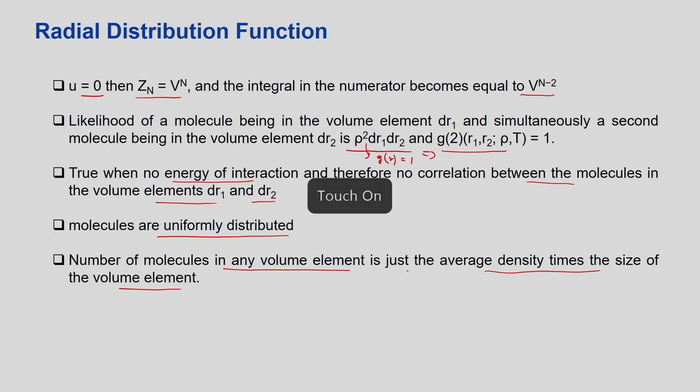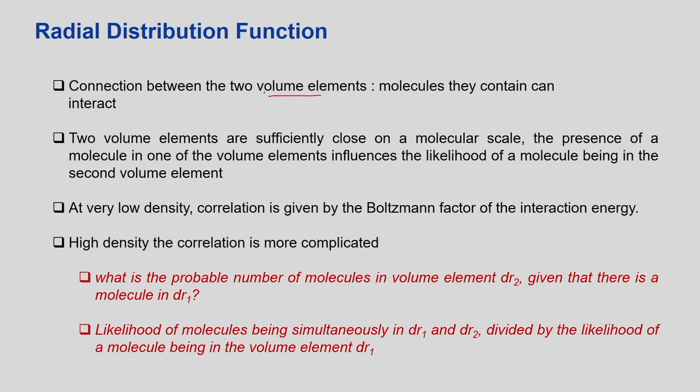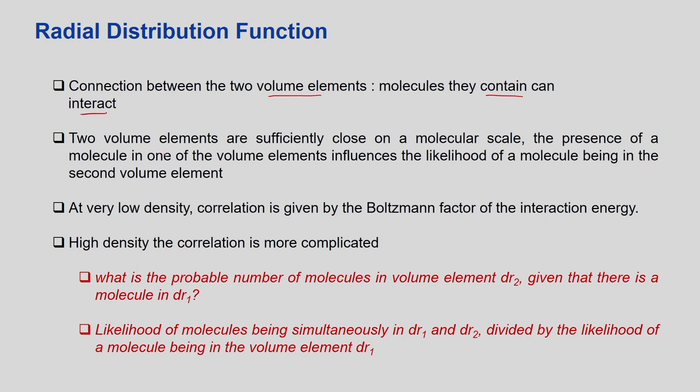Okay. But there is a connection between the two volume elements. Molecules will always interact unless they are inert gases. But we talk about the molecular systems of interest, mixtures, solutions, where molecules do interact. So if there are two molecules in two volume elements, they have to interact if they are sufficiently close. Even if they are sufficiently close on a molecular scale, the presence of a molecule in one of the volume elements influences the likelihood of a molecule being in the second volume element. So at very low density, correlation is given by the Boltzmann factor of the interaction energy. When there is a high density, the correlation becomes much more complicated to evaluate.